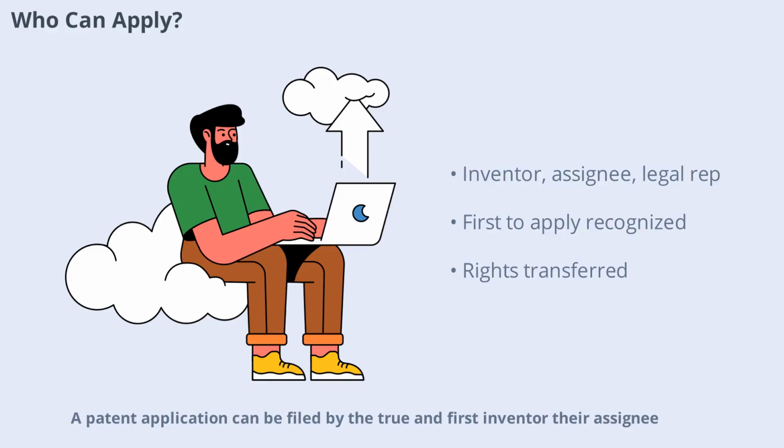A patent application can be filed by the true and first inventor, their assignee, or the legal representative of a deceased inventor. The true and first inventor is the person who first made the invention. If two inventors independently create the same invention, the one who applies first is recognized. Assignees and legal representatives can also apply, ensuring that rights are properly transferred and protected.